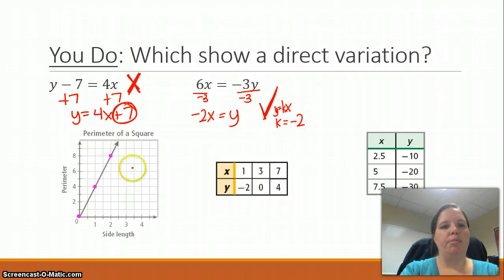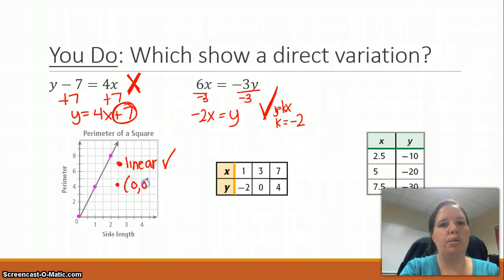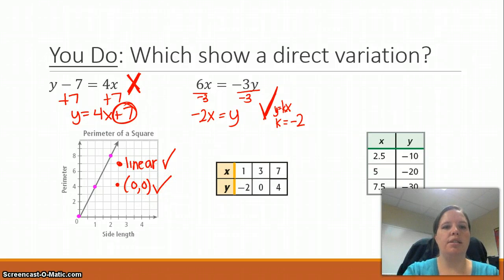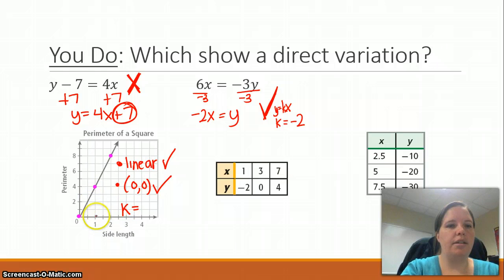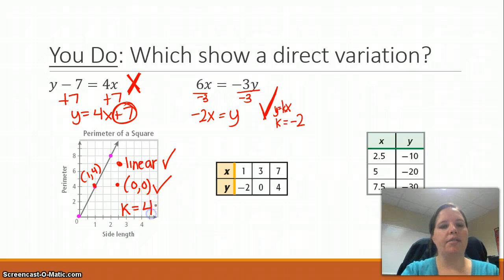Okay, going on to the graph here at the bottom left. The characteristics that make a direct variation are that it has to be linear, and it has to go through 0, 0. So check and check. Both of those characteristics work, so this is a direct variation. To find the k value, we look at a point, 1, 4. What's the relationship between the x and y value? It's a factor of 4. What you might also notice, if we do our rise and our run, 4 and 1, is that the k value is also the slope of the line.